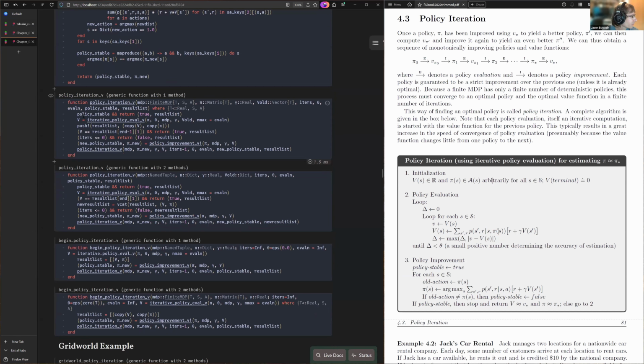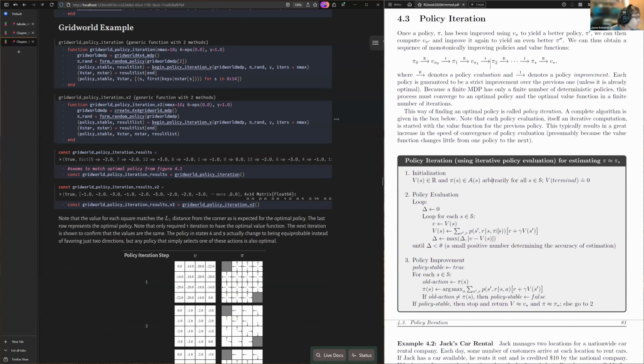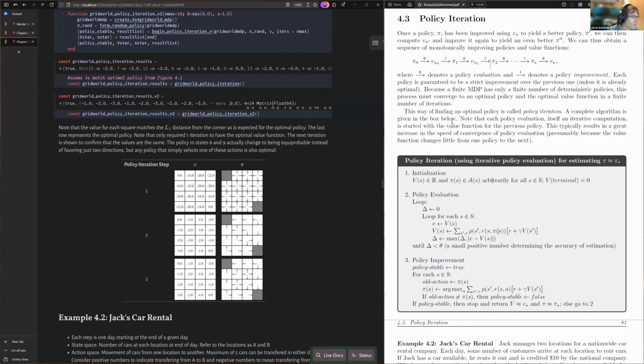But here, the policy iteration is just written as a recursive function, and you can see that it alternates between the policy evaluation and then the policy improvement step. Conceptually, it's just alternating between these two steps until it converges, until your policy is stable, and then it's done. So before we do the Jack's car rental example, we can look back at the grid world example we had before.